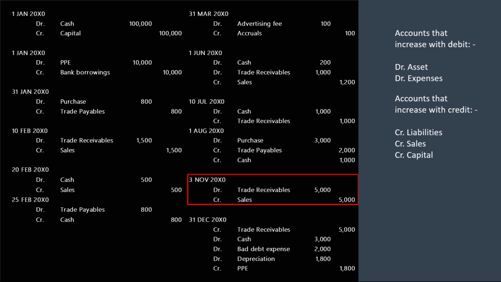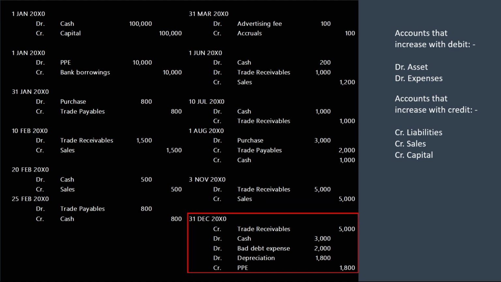On the 31st of December, however, Michael could only collect $3,000 from his customer. To record this transaction, we first credit trade receivables by $5,000 because we understand that even though Michael's customer could only pay $3,000, the rest could not be collected anymore. We then debit cash by $3,000 and debit the bad debt expense account, which is a profit and loss account, by $2,000, meaning the company had incurred an expenditure of $2,000 for the bad debt.